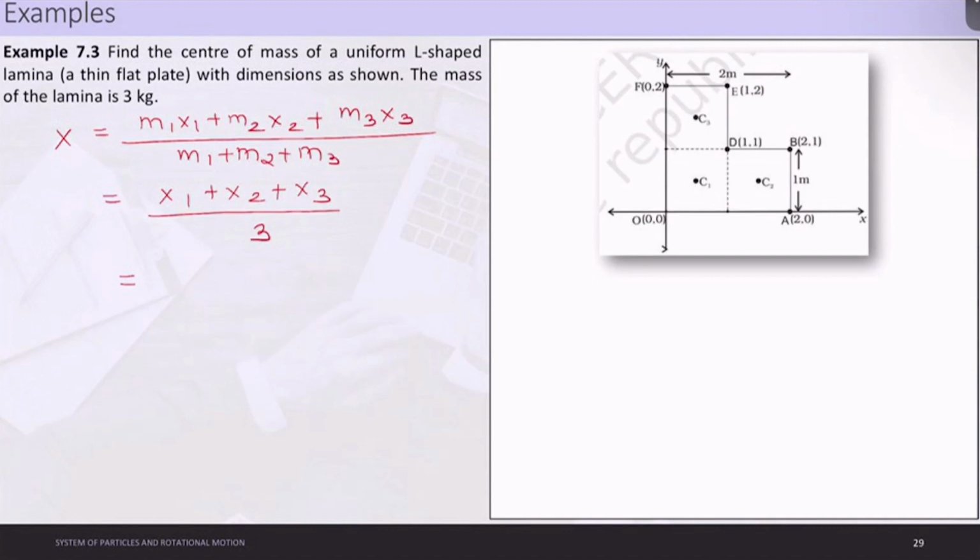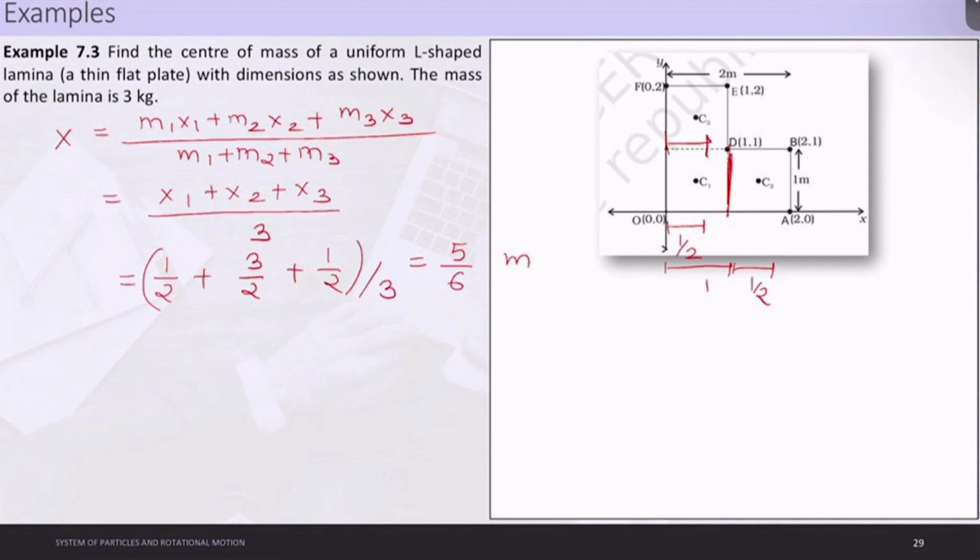Now see the diagram very clearly. What is the value of x1? The value of x1 will be 1 by 2. Why? Because the complete side is 1 till here, hence half of that will be 1 by 2. Then x2 will be this 1 plus this 1 by 2, so it is 3 by 2. Similarly, x3 here will again be 1 by 2. On solving this, you will find the answer is 5 by 6 meters. Fine, let's move forward and calculate y also.